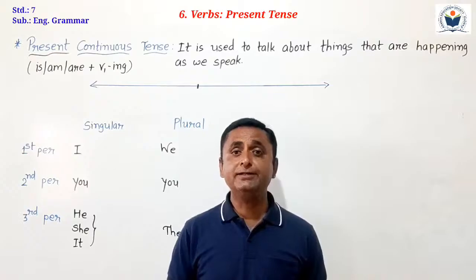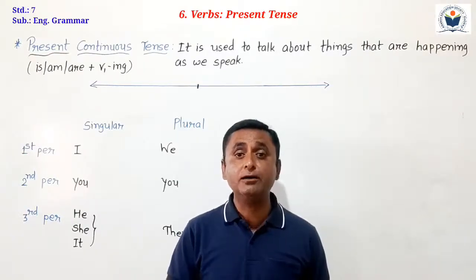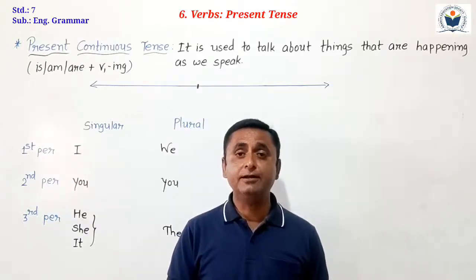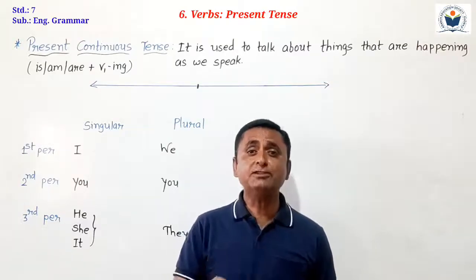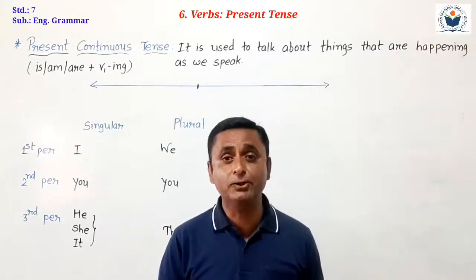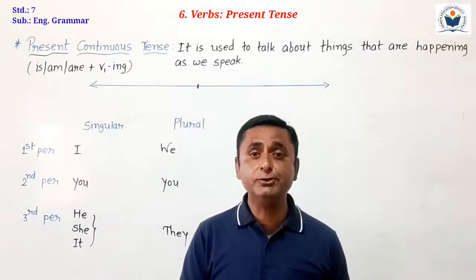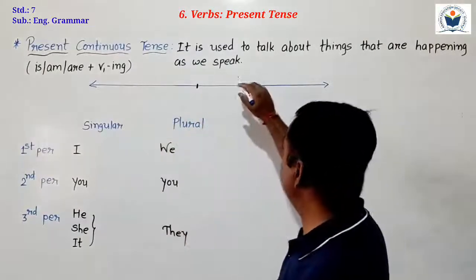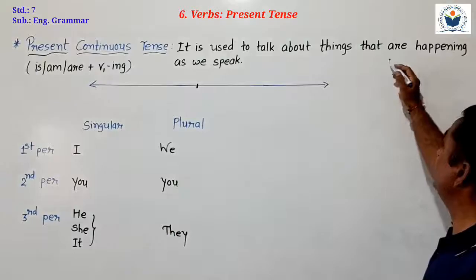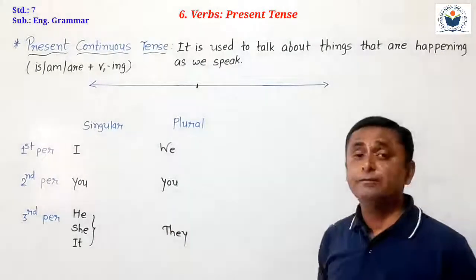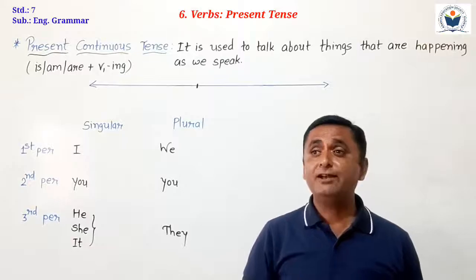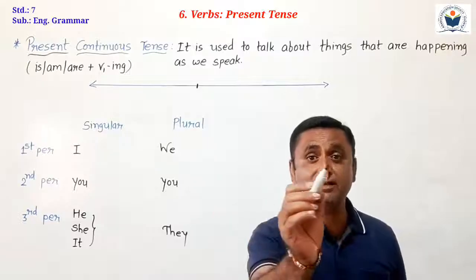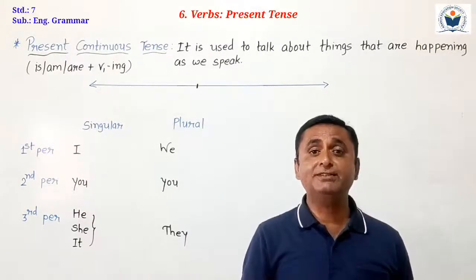Now today in this video we have to understand about another present tense, present continuous tense. So let's start our study about present continuous tense. First of all, in which condition we have to use present continuous tense. Present continuous tense is used to talk about things that are happening as we speak. Present continuous tense is used to speak while we are seeing anything is continuing. While we are speaking, at that time some actions continue. It's shown by the present continuous tense.